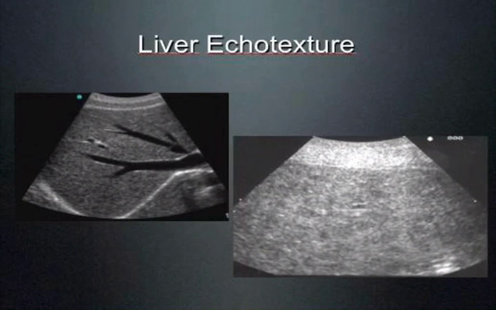Then the echo texture. That is a bit of a difficult thing to see. Again, we have our reference liver, and you can see here that there are irregularities. If you are not used to ultrasound, if you are not used to comparing livers to reference livers, it might be difficult to see that this is coarse. It is described, I want to mention it, I think it is the weakest point of these four.